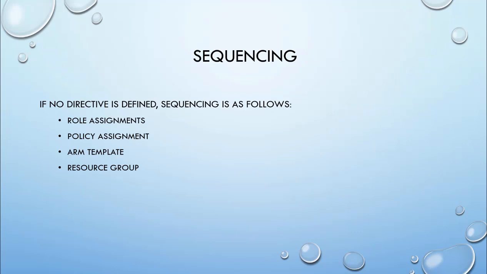Let's slightly cover that part. So what happens in sequencing? If no directive is defined, sequencing is as follows. First, role assignments are deployed using blueprints, then policy assignments, then we'll have ARM templates, and then the resource groups. So at this point, let's talk about what gets deployed first, or what gets sequenced first. As I said, you have as number one, if there's no specific sequence created or no directive, role assignments.